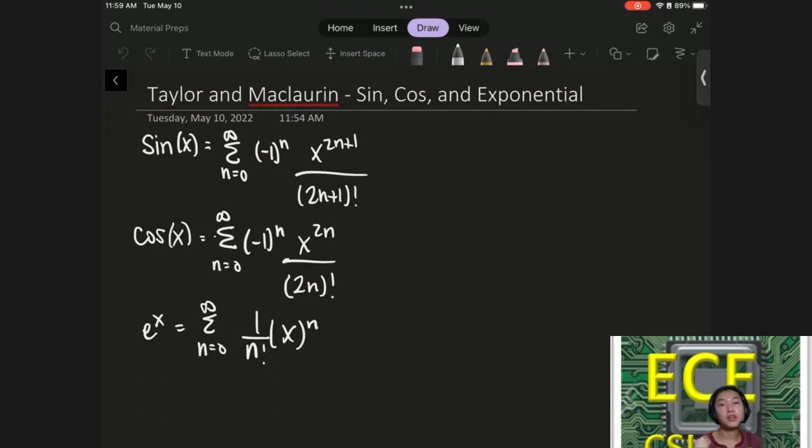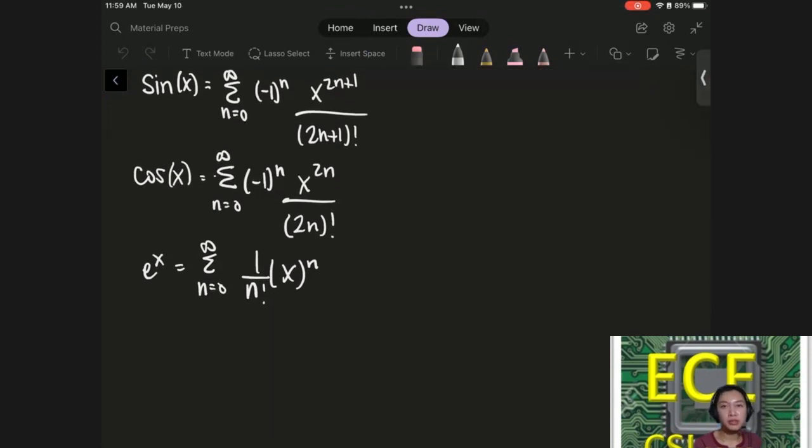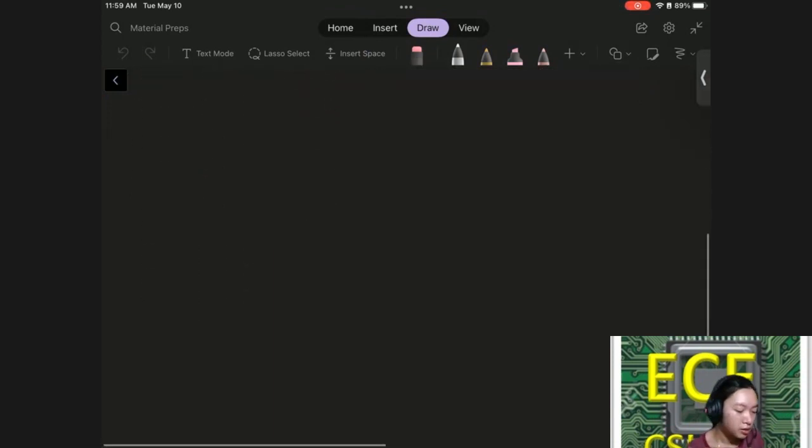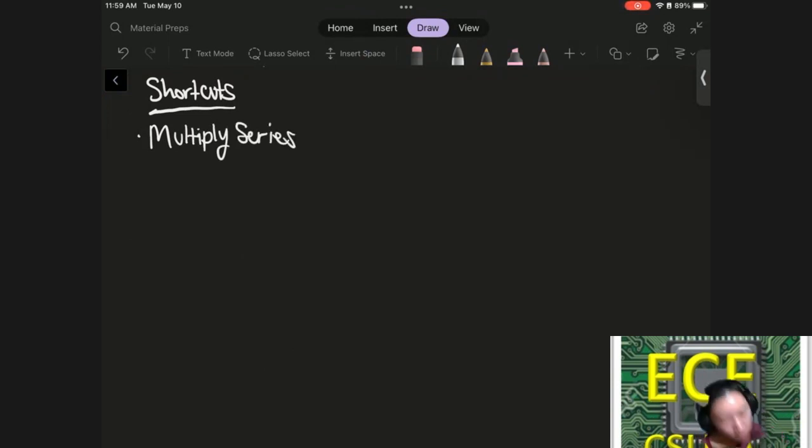With these formulas as your basis, you have a few shortcuts to find more complex Taylor series. There are 3 shortcuts, because everyone loves a shortcut. The first one is you can just multiply series. So if I have sine times cosine, I can just multiply their Taylor series.